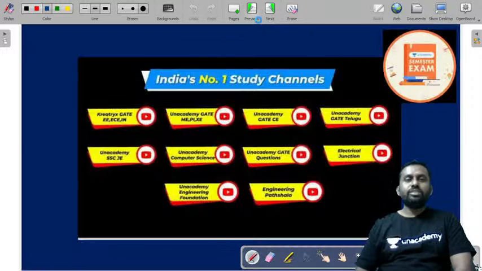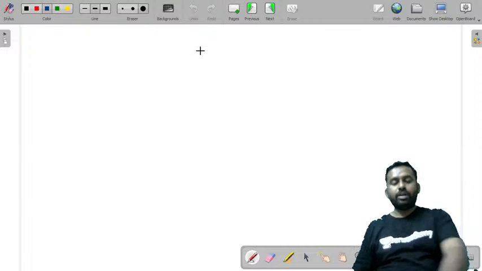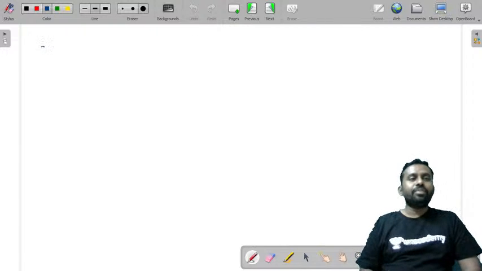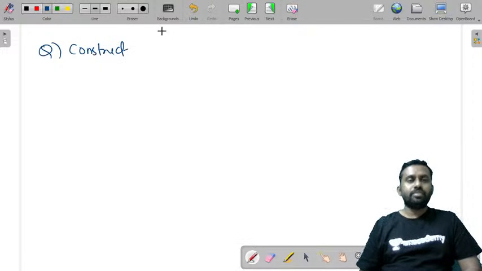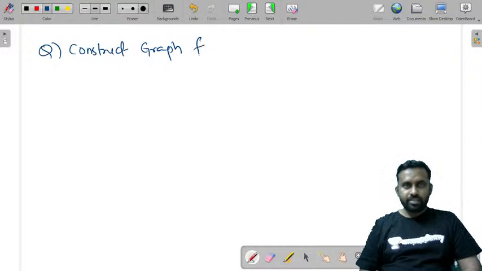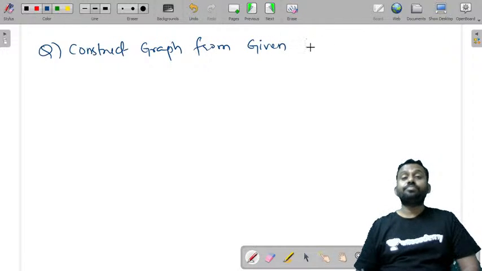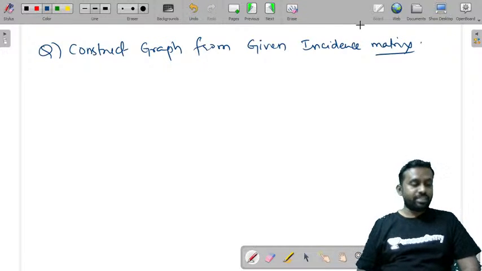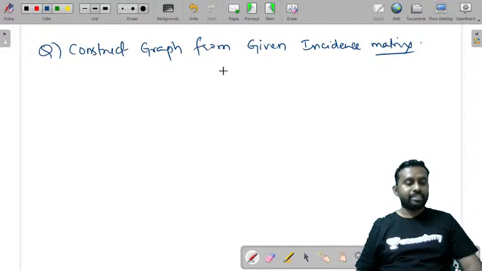So you can also see one more in the reverse way. You can also construct or draw the graph from the given incidence matrix. This can be the one question that can be asked generally.